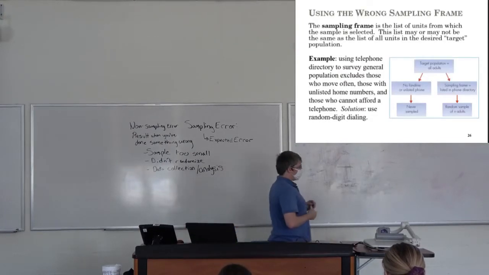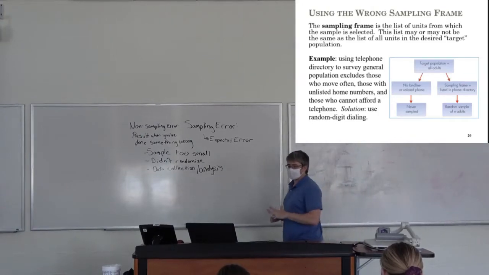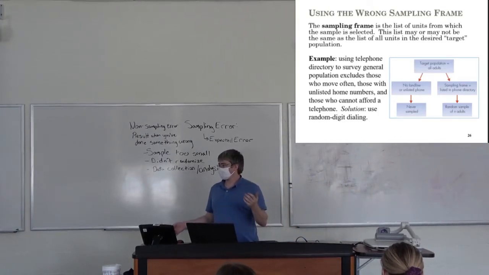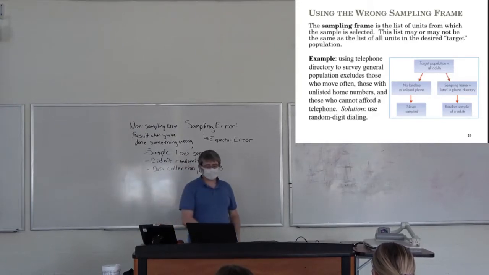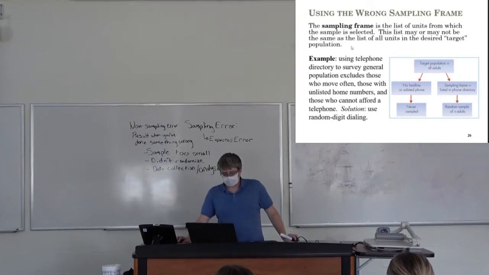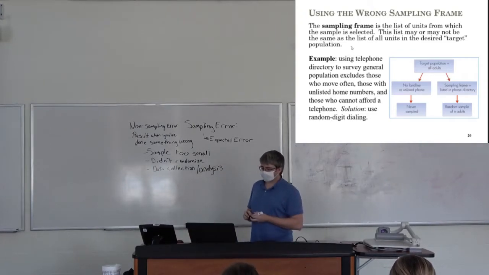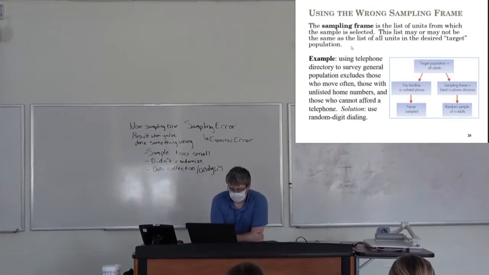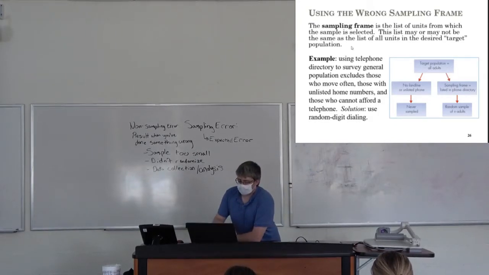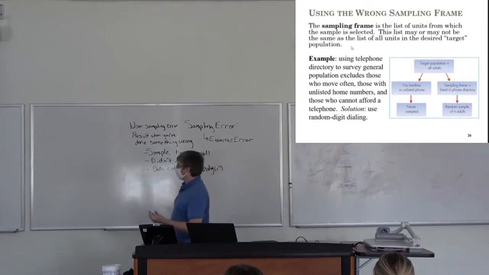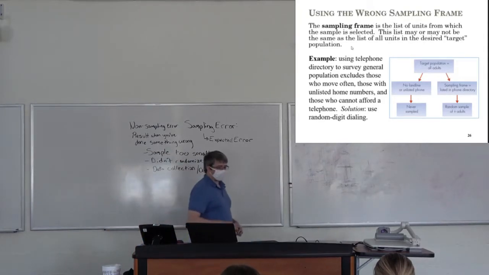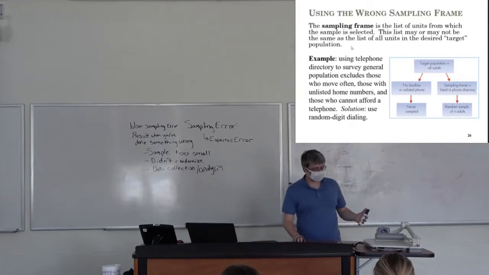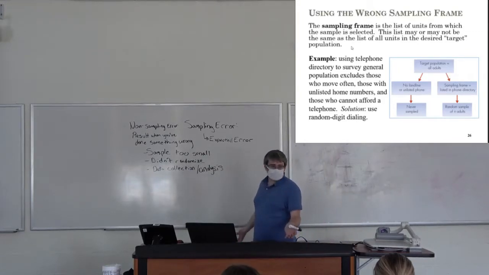And so I'll talk about the sampling frame for a little bit. The sampling frame is the listed units from which you get your sample. So when I'm talking about the 70 people from up here, I'm talking about that sampling frame. One example is using a telephone directory to survey the general population, but it excludes those who move, those with unlisted home numbers, or people that don't even have home phone numbers anymore. This comes from the book, right about 2015, when people actually did have home phone numbers. And nowadays, most people just have a cell phone number.